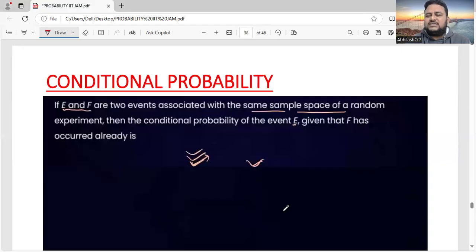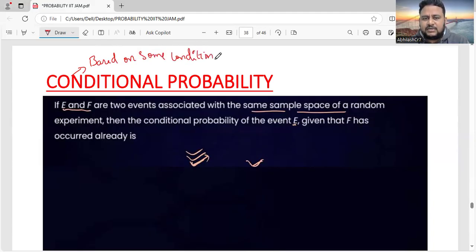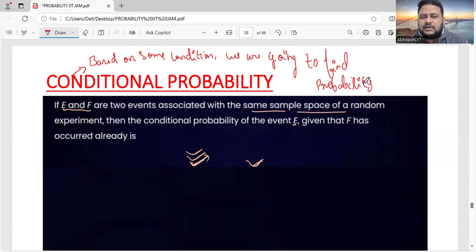Now, what is conditional probability? The word itself says there is some condition. We are going to find the probability of an event based on some condition. That is the meaning of conditional probability.